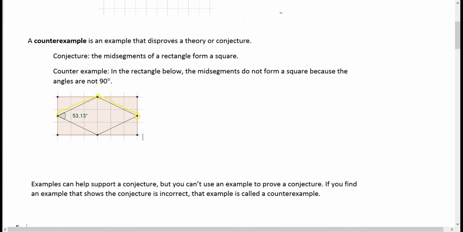Well, I can't draw every single rectangle in the whole wide world. That would take me my whole life and it would keep going because rectangles could be any possible size. So just making a specific example is not enough to prove, it's just enough to support, to show a bit of evidence that the conjecture is probably true. On the other hand, you only have to give one example that doesn't work to disprove. Only one counterexample is needed.